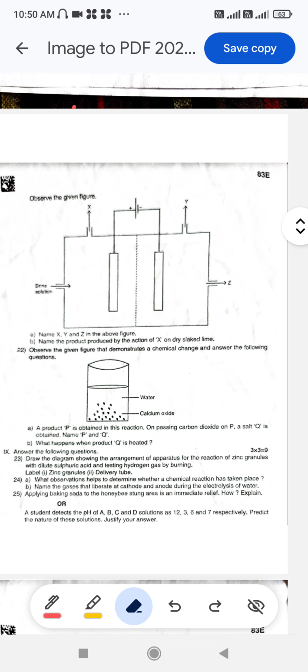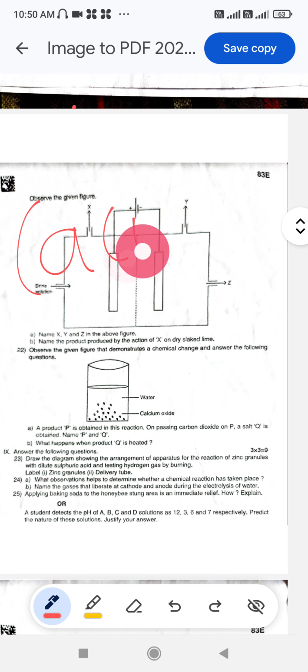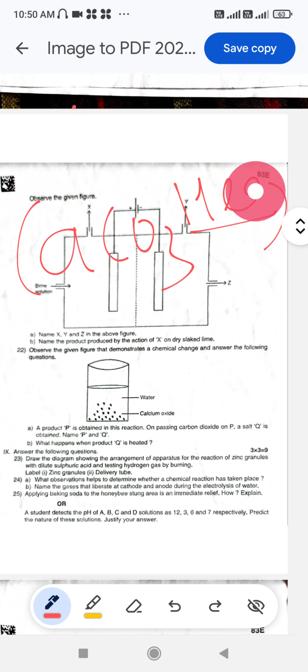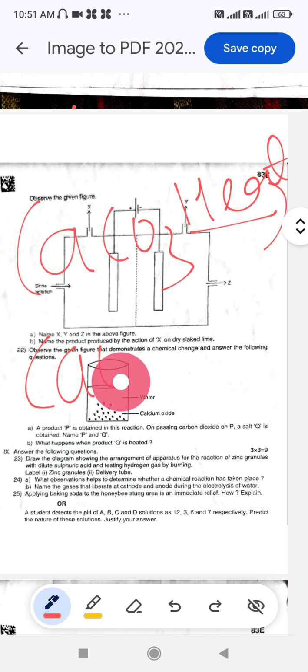What happens when product Q is heated? Okay, so CaCO3 is produced, correct? So when it is heated, it will produce what? Two compounds: calcium oxide plus CO2, right?